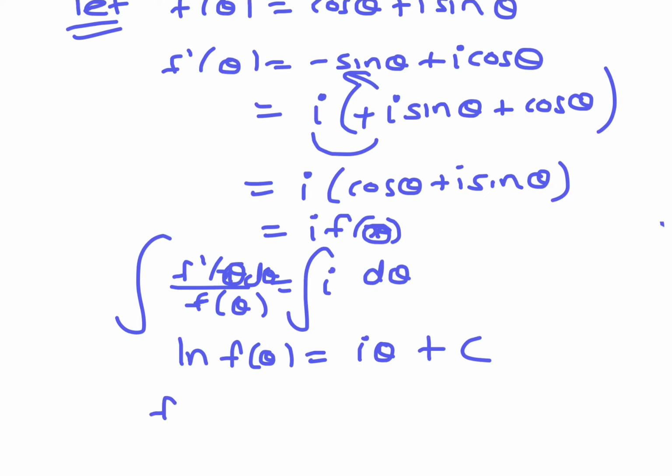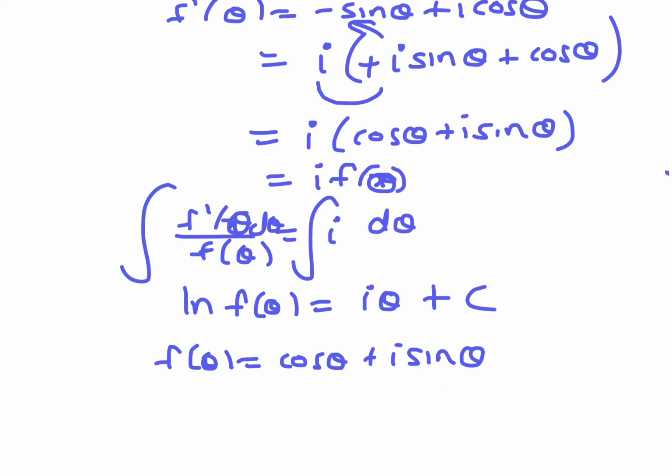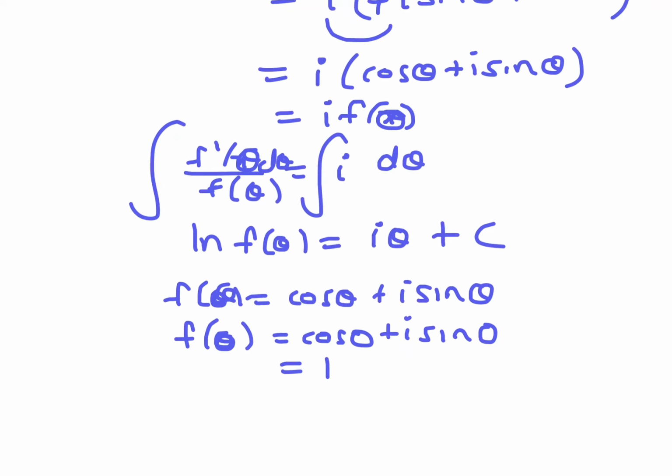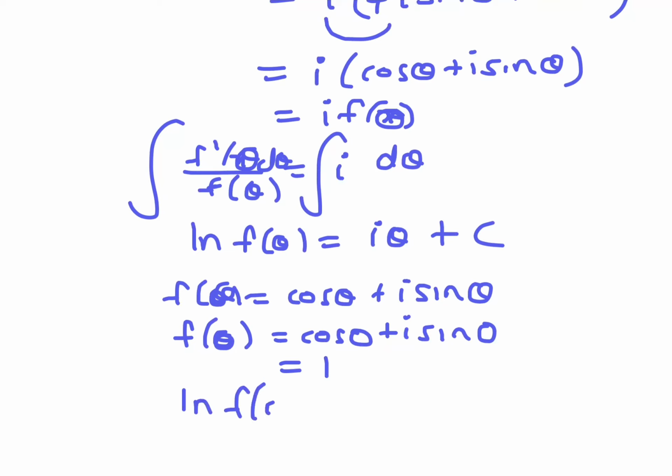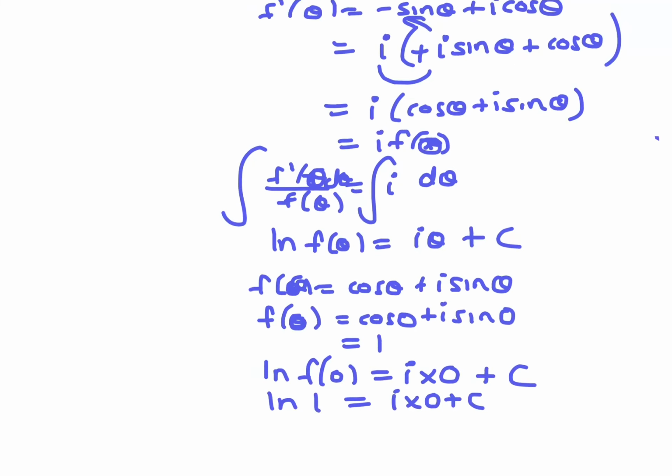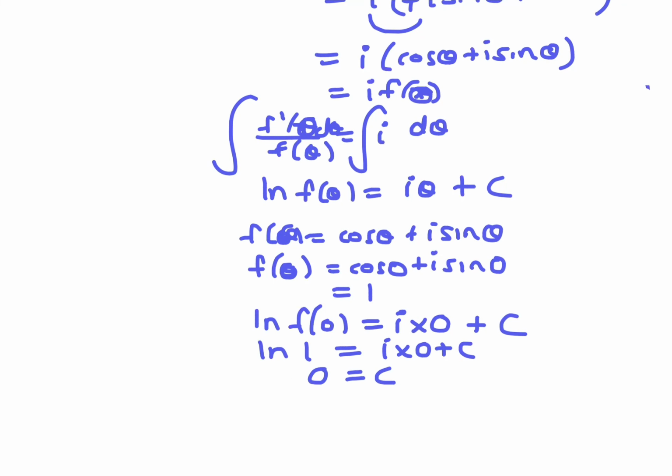Now, initially, because f of theta equals cos theta plus i sine theta, if we let theta equal 0, then that would be cos 0 plus i sine 0, which equals 1. So f of 0 is 1. So that means that ln of f of 0 would be i times 0 plus c. Now, f of 0 is 1, and ln 1 is just 0. That means c is 0.